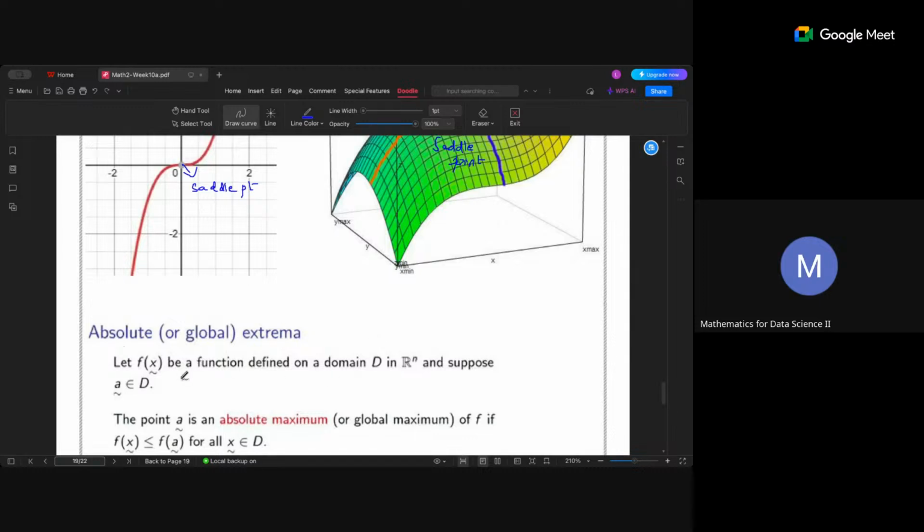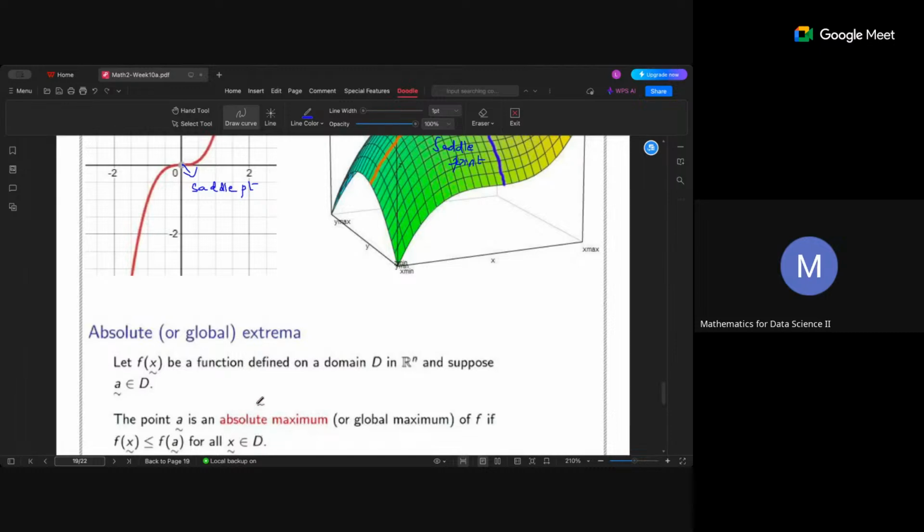So let f of x tilde be a function defined on a domain D in R^n and suppose you have A tilde in D. The point A tilde is an absolute maximum or global maximum of f if f of x tilde is less than or equal to f of A tilde for all x in D.